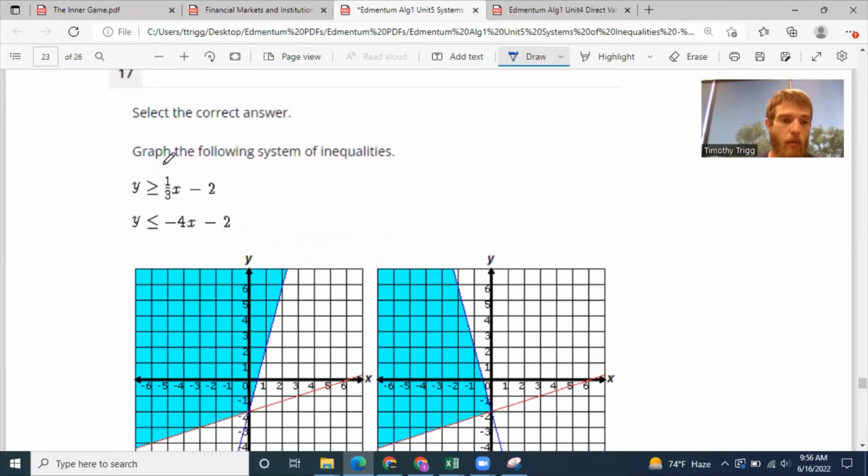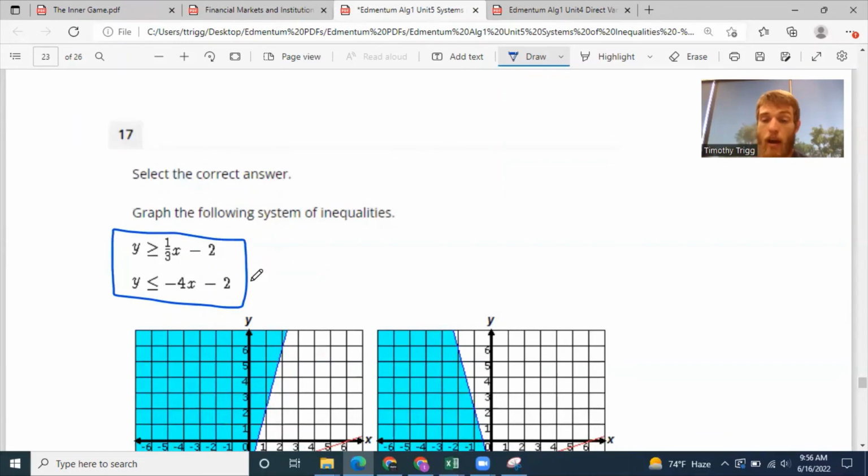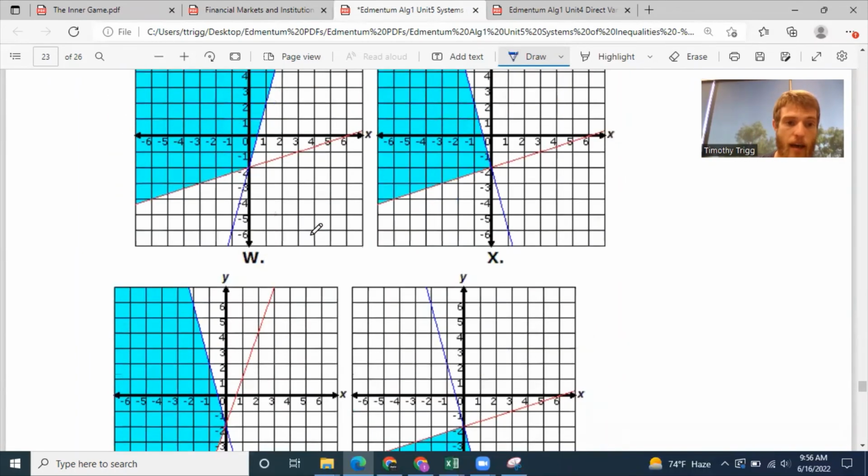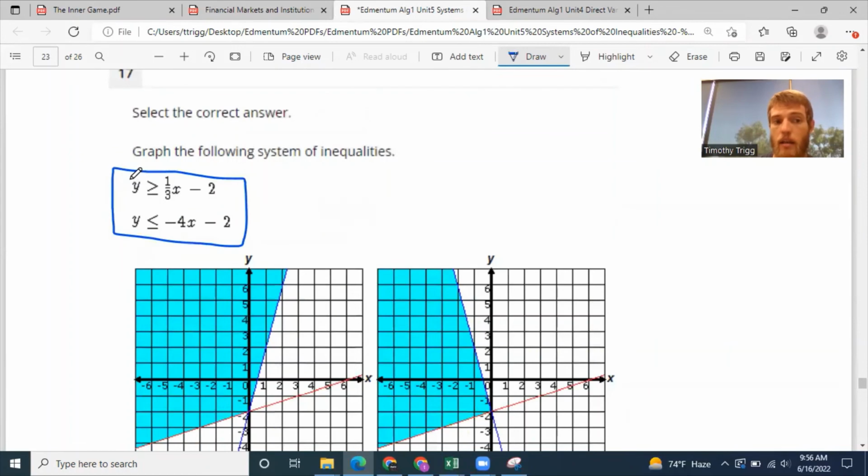Graph the following system of inequalities. So here we have a system, and we want to figure out which of these graphs is represented by that. Well, one thing you could do is graph the two graphs on Desmos and see which graph represents that. But another thing to keep in mind is that for this first line, it has y is greater than or equal to. So that means it would be a solid line. So this one has a solid line, and also it's shaded above. This one would have a solid line, but shaded below. Okay, so one graph should be shaded above, one should be shaded below.